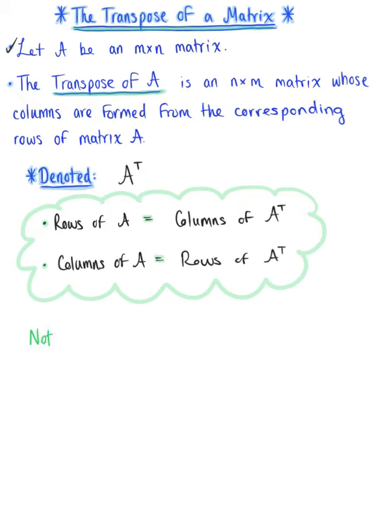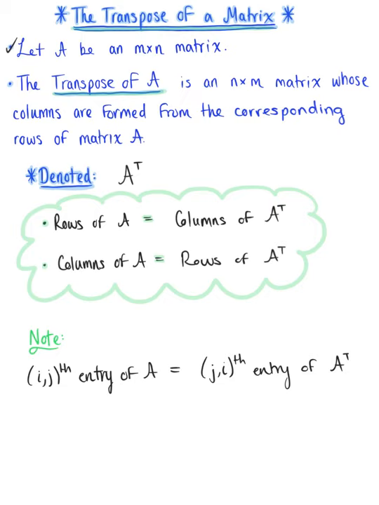So another way to think about this is in terms of the ith jth entry. So we can say that the ith jth entry of matrix A is equal to the jth ith entry of the transpose of A. So again, we're seeing here we're interchanging the rows and columns of matrix A to attain the transpose of matrix A. So to better help us appreciate this matrix operation, let's explore the following example.